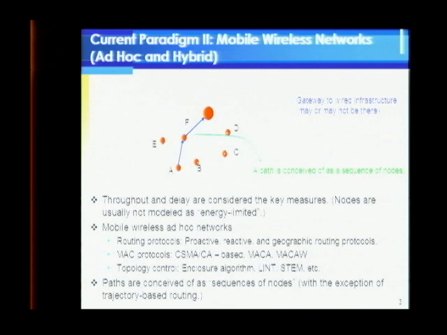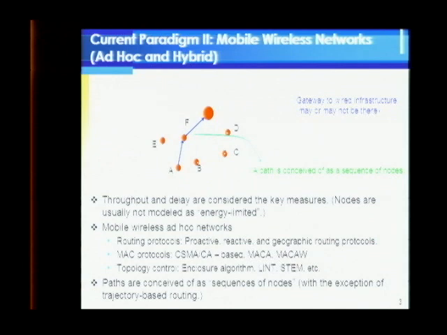Another paradigm that a lot of researchers have worked on is mobile wireless networks. And these are ad hoc networks typically, but they can be hybrid networks as well with gateways into the wired infrastructure. So here's, again, a network. And the key thing here that is different is that the nodes are now mobile. In the first paradigm, the nodes were stationary. That's the typical research environment for the first paradigm.